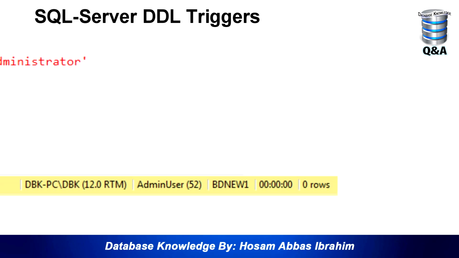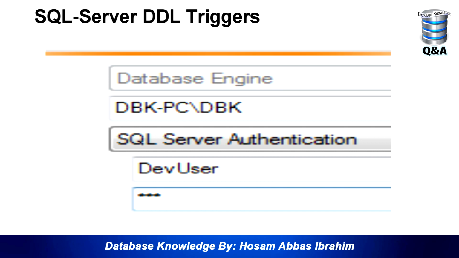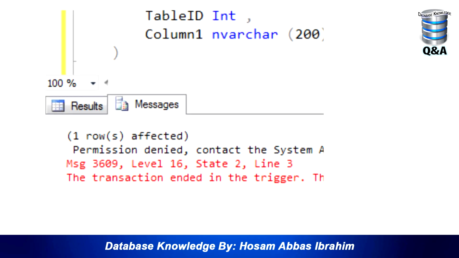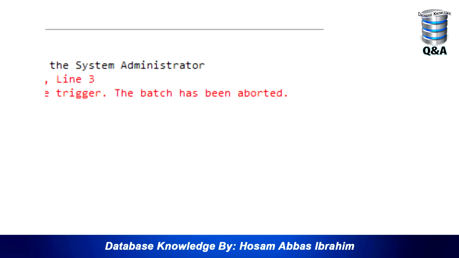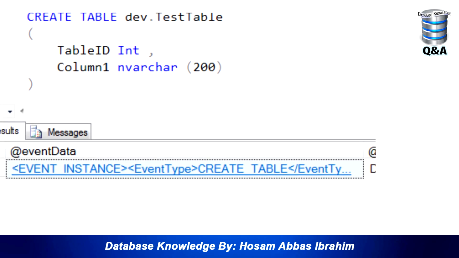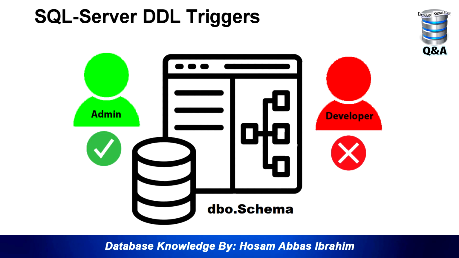Let us try to do this with the other user. Here we'll log into the system with the dev user. I will try to create a table under the DBO schema. I will call it test table. Very simple. I create it. So the trigger stops me. It says permission denied, contact your system administrator. Okay. If I create the same table under the schema dev, not DBO, the table is created. Here it is. So simply this trigger prevented non-administrator users from messing with the DBO schema in my database.